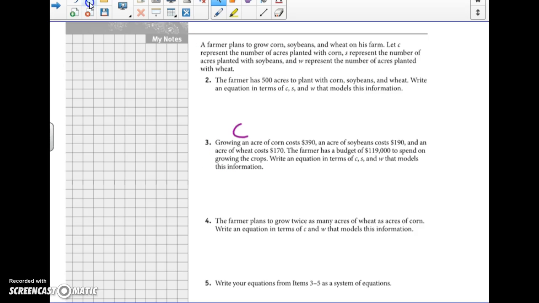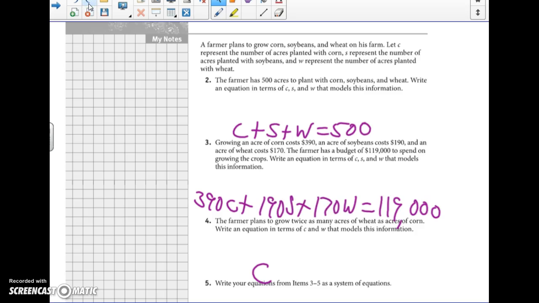Exactly, it's that simple. It would be C plus S plus W equals 500. Oh gosh, it's so simple. That's a third grade problem. Now here comes a fourth grade problem. The corn costs $3.90 an acre, $1.90 for the soybeans an acre, and $1.70 for the wheat an acre, and the farmer is going to spend a budget of $119,000. So now write that system. 390C plus 190S plus 170W equals 119,000. I can do that.